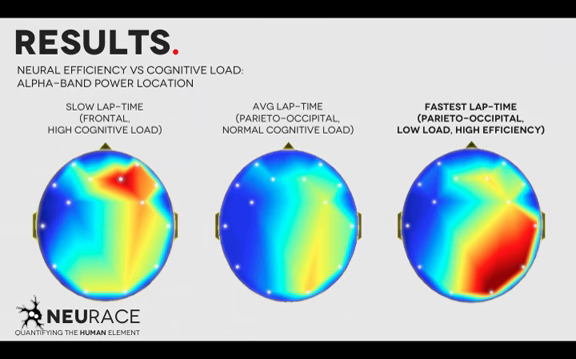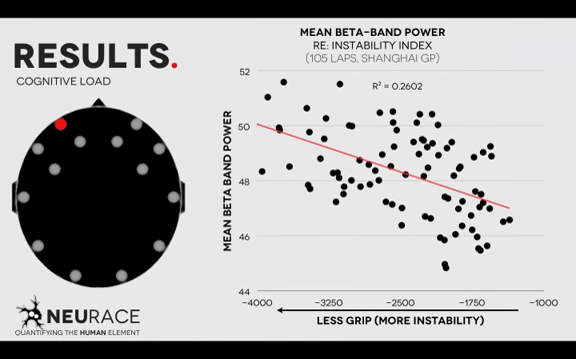Now we can not only see this spatially, but if we graph the mean beta band power against grip level, here a measure derived from tire rotation ratios, among other things, we see that higher beta band power is related to less grip. So basically, the less grip you have, the more frontal beta band power you're outputting, and the more cognitive load you have. This makes beta band power at frontal recording sites a strong indicator of cognitive load that can be used to provide feedback to the teams.